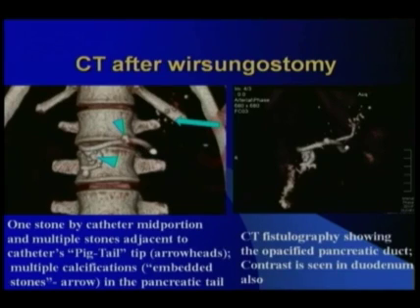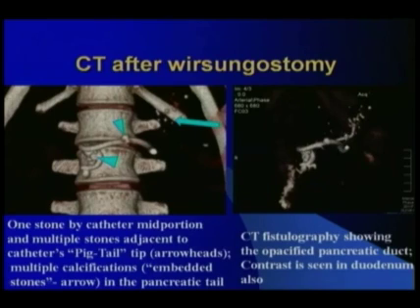You see our drainage catheter, a pigtail catheter, without contrast. A lot of stones are located in the distal portion of the Wirsung duct, and one stone in the mid portion, and a lot of calcifications or embedded stones in the tail of the pancreas.